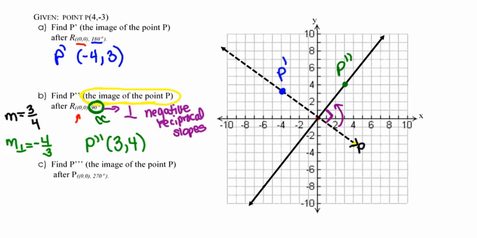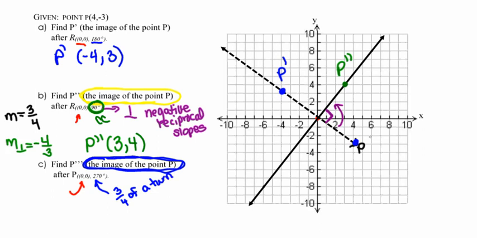And then the last rotation they want me to do is to find point P triple prime. It too is the image of point P, so it's important to note here that our starting point is still our familiar friend point P here with coordinates (4, -3). This time I'm going to rotate again using the origin as my center, but this time I'm going to rotate through 270 degrees, or in other words, 3/4 of an entire turn.